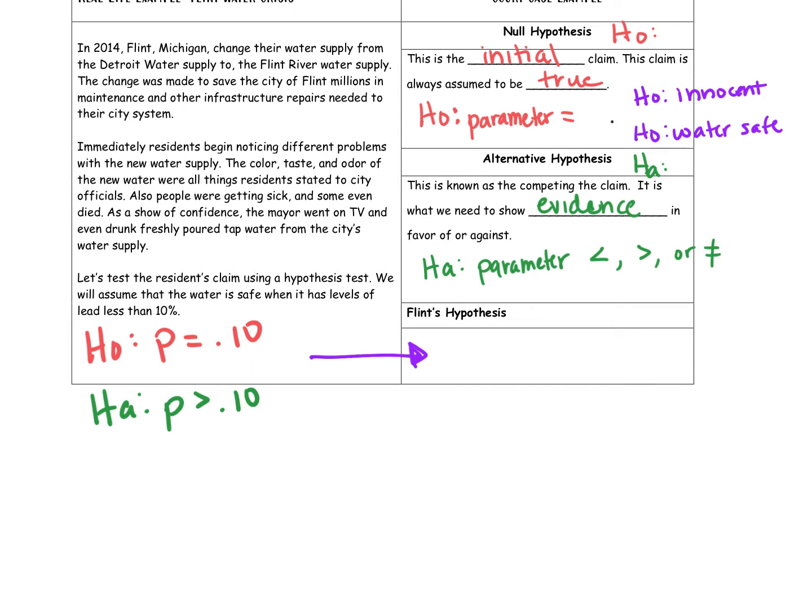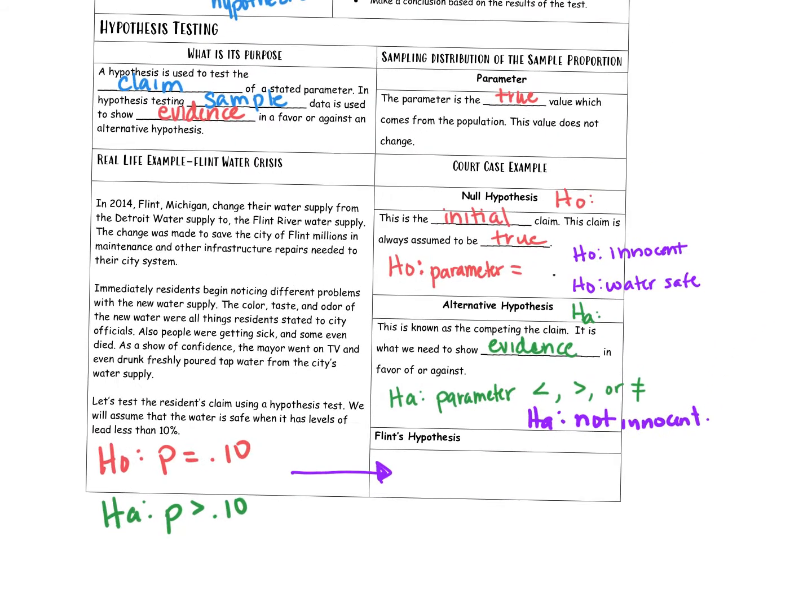In court, your null hypothesis is that you're innocent, and the alternative here is that you are, we write it as, not innocent. And we do it like that for a couple reasons. Remember what I said up here when I talked about the true value, the parameter? The true value does not change. This value up here will not change.